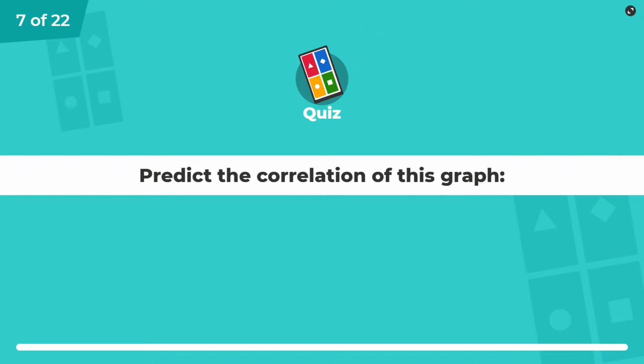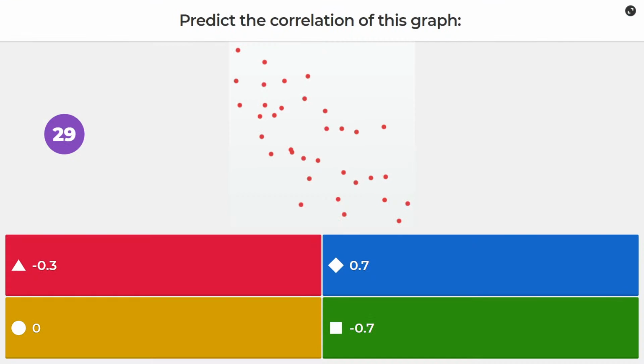So you want to be able to predict the correlation of this graph. So as you know, correlation goes from -1.